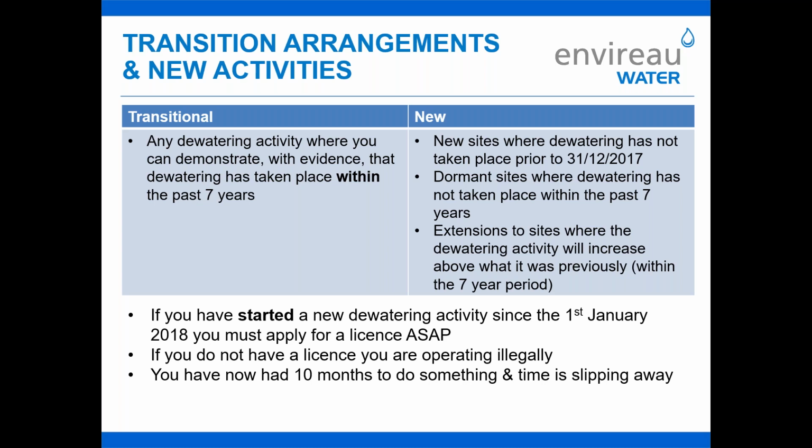The second situation, where you have a new activity, sometimes referred to as a new water application, you have to apply for that now. And in fact, if you are abstracting more water than you did in the previous 7 years, or indeed have started dewatering this year, you are now operating illegally, and you need to apply for a license to do that ASAP.